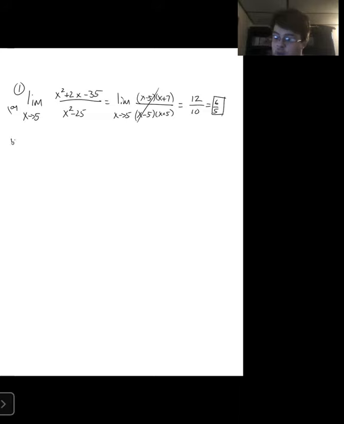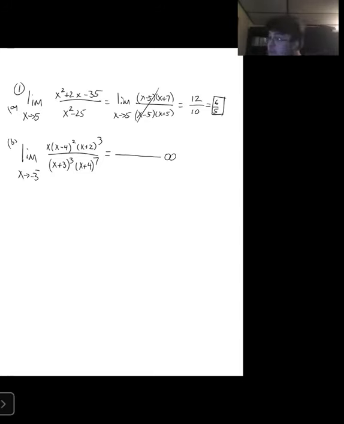And that's part A. Part B, limit as x approaches -3 from the left of x times (x minus 4) squared times (x plus 2) cubed, all over (x plus 3) cubed times (x plus 4) to the 7. Well, you do a substitution here, you get a number over 0. And when that happens on the left or right of -3, we know it'll be an infinity. We have to figure out the sign. And we'll do that by considering numbers to the left of -3.